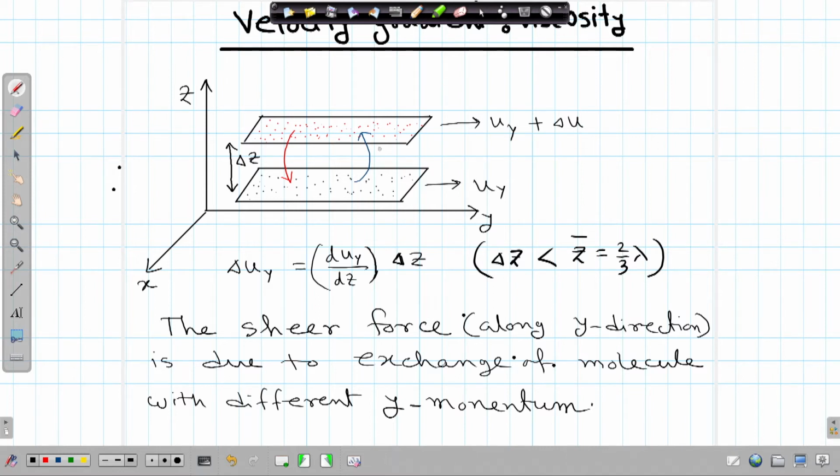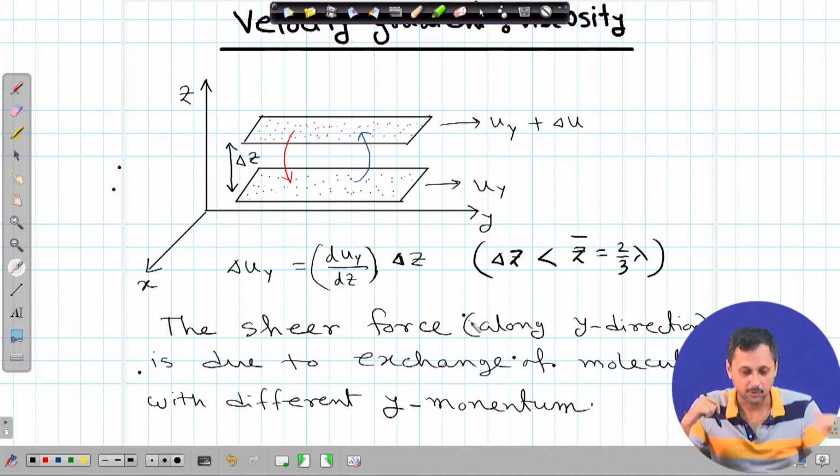Now, once again, as the upper layer is moving faster, we draw it as if it is the fast layer. The molecules are marked in red, and in the lower layer the molecules are marked in black, or blue. They are the slow layer. So, what happens is, because the molecules are free to move between these 2 layers because of this particular condition, hot molecules will jump into the cold layer and cold molecules will jump into the hot layer. As a result, there will be a shear force along the y direction, which will act because of the molecular exchange between these 2 layers.